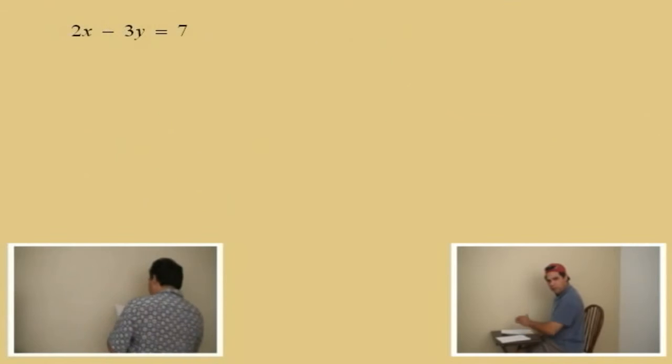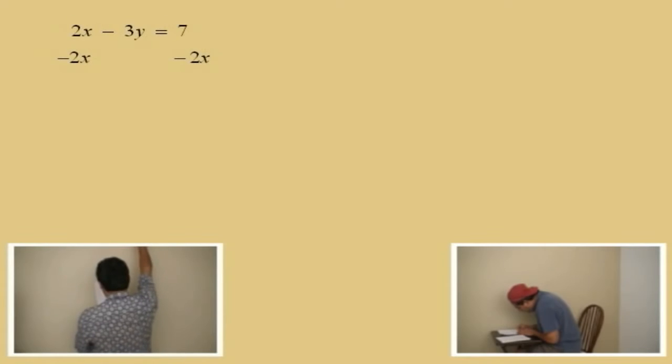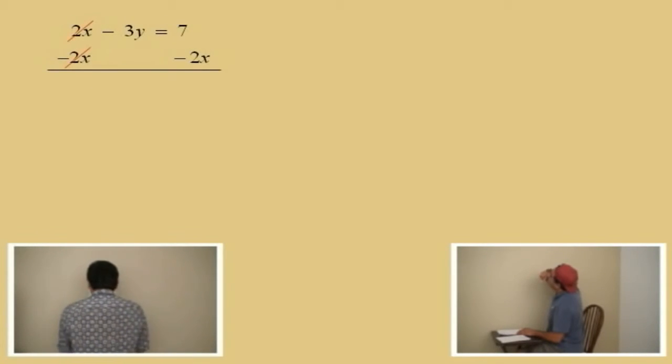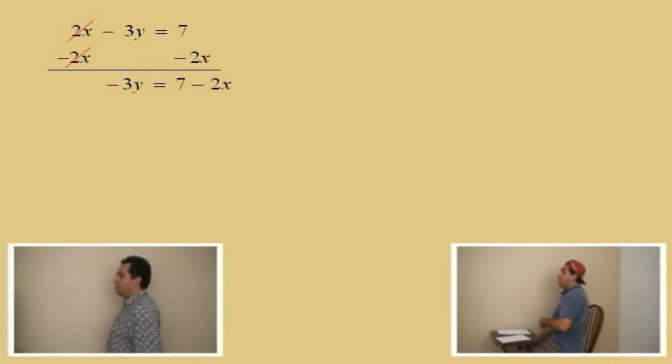Let's do another one. Woohoo! Okay, here we go. 2x minus 3y equals 7. Okay, Charlie, we're solving for y. What's our first step, Charlie? Subtract 2x on both sides. That's right, subtract 2x from both sides so that 2x minus 2x is 0. So those will cancel out, leaving you with what on the left-hand side, Charlie? -3y. And what's on the right-hand side? 7 minus 2x.